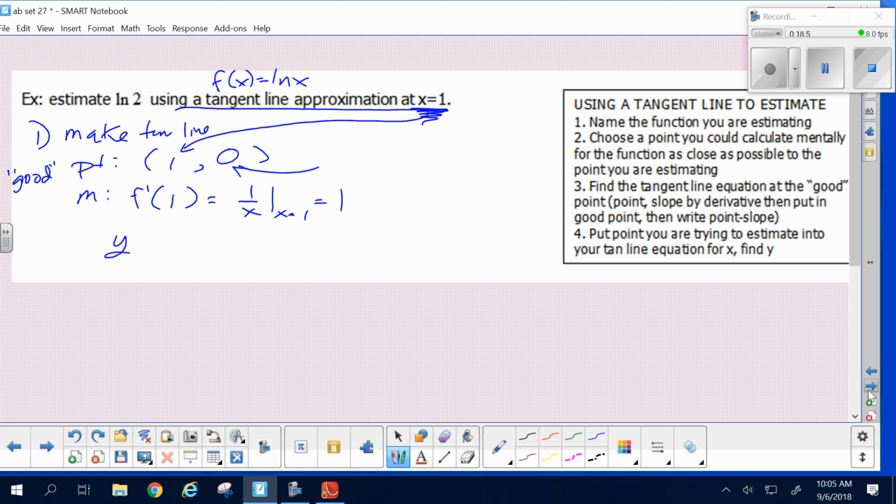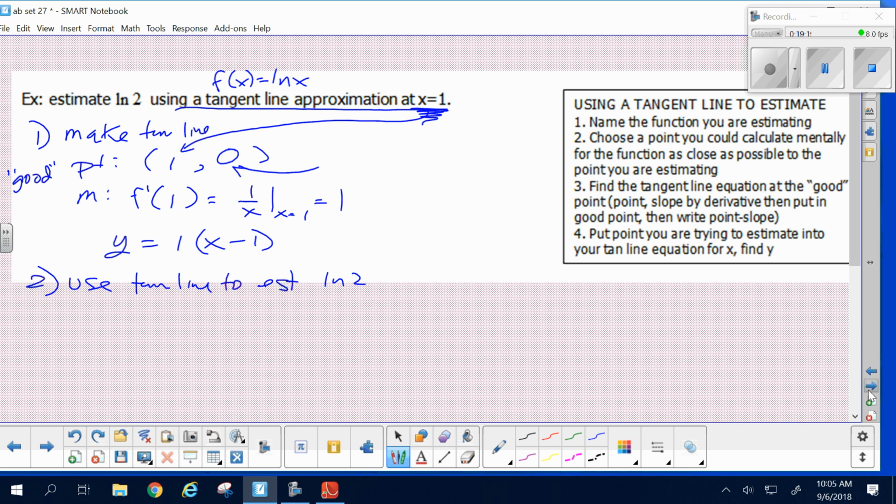Y minus 0, if you like, or just y equals 1 times x minus 1. I guess you could just say y equals x minus 1. Cool? After you have the tangent line, then you use your tangent line to estimate log of 2. Okay, what does that mean? What do I do?